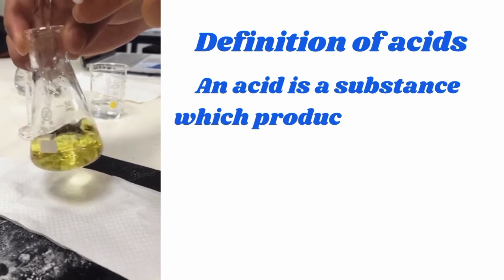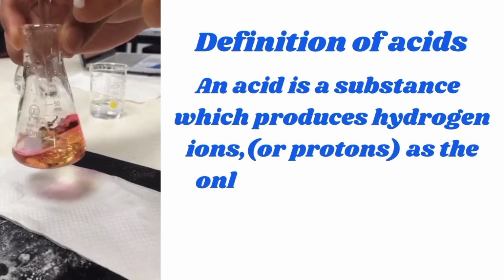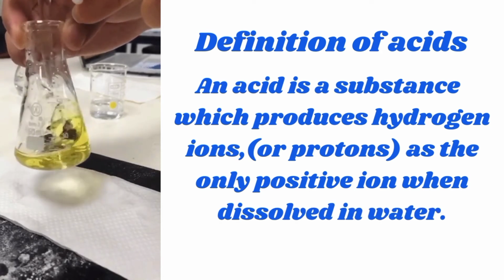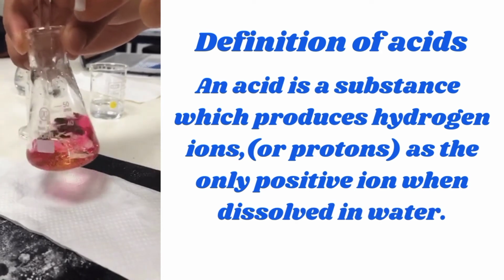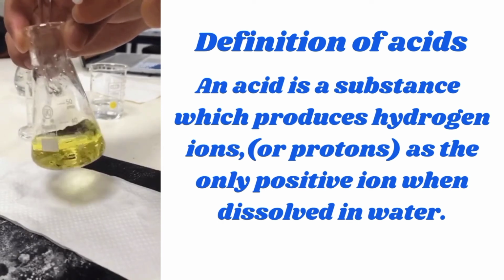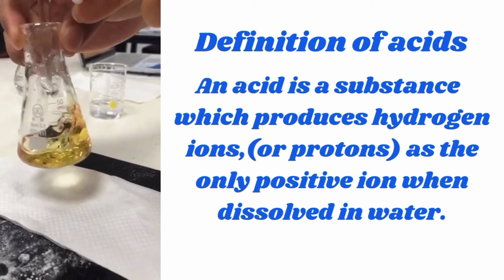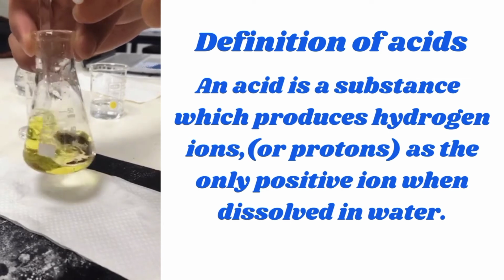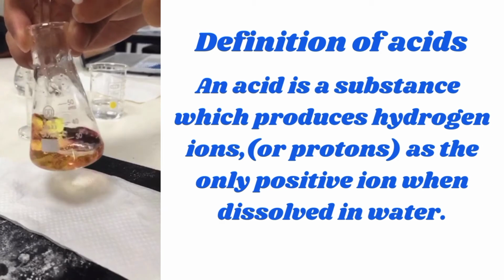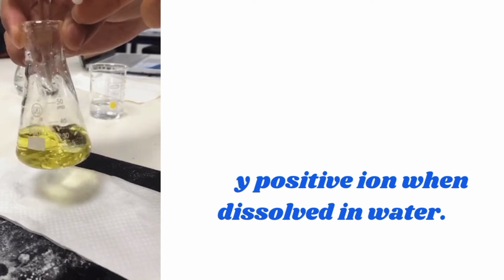An acid is a substance which produces hydrogen ions or protons as the only positive ion when dissolved in water. This means that an acid has at least one ionizable hydrogen atom in its molecule. Also note that the characteristic properties of an acid in solution are due to the presence of these ions in the solution. So you take note of this.